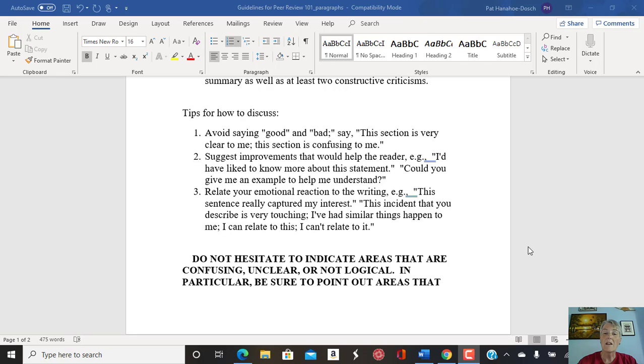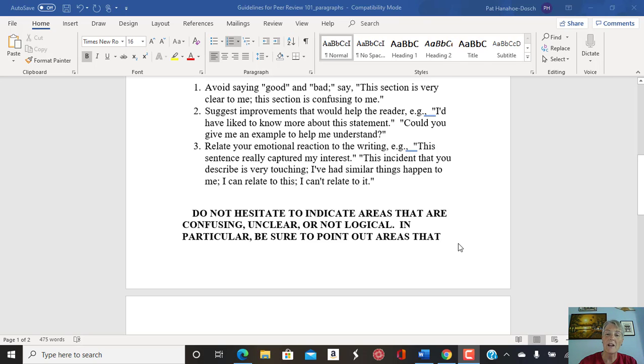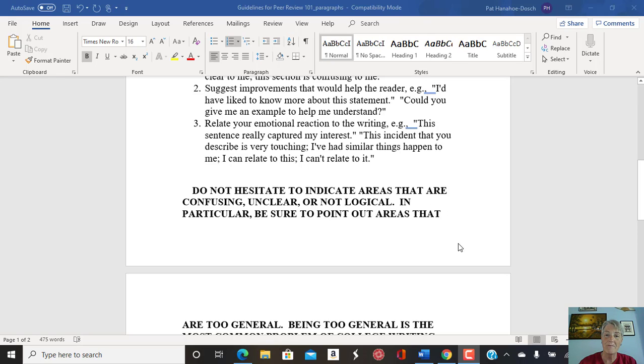Relate your emotional reaction to the writing. For example, this sentence really captured my interest. This sentence that you described is very touching. I've had similar things happen to me. I can relate to this, I can't relate to it, and so on.